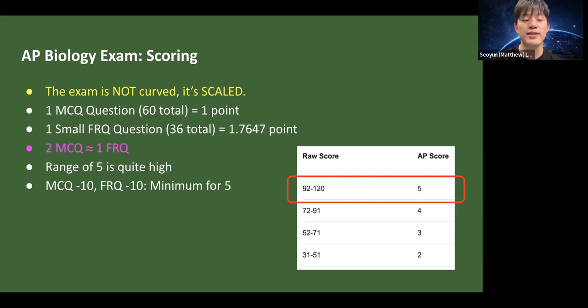Generally, I would say missing 10 MCQ questions and missing 10 small FRQ questions, that's the minimum benchmark for a 5, okay? So while you're practicing the exam, if you're aiming for a 5, you have to make sure that each time you at least score around this much in order to get a safe 5. And as you can see, there are raw score conversions for 4, 3, 2, and 1.